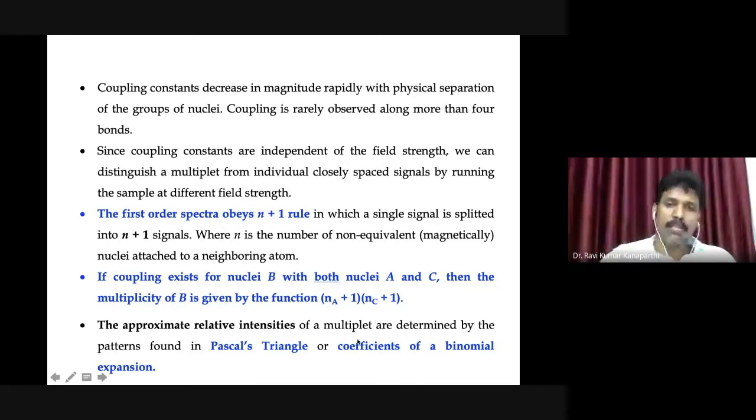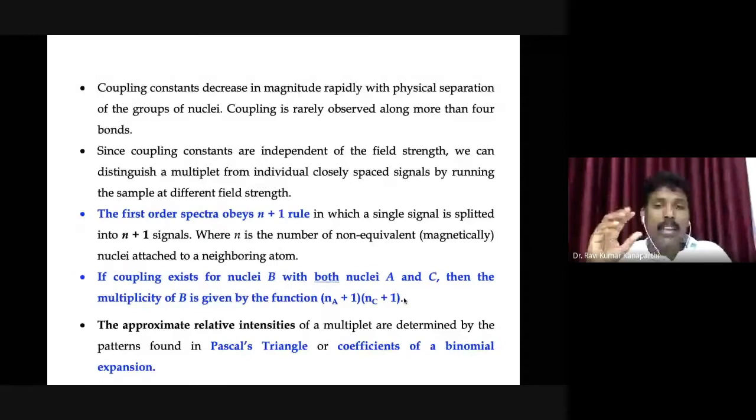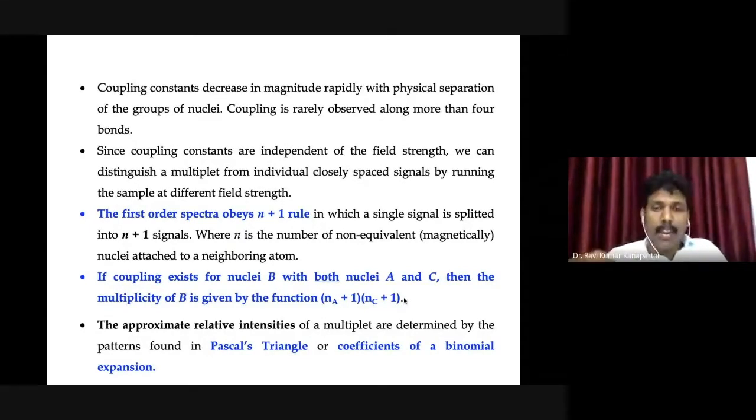In the case where you have a nucleus with Na number of nuclei on one side, and on the other side Nc number of a different type of nuclei, then the overall splitting will follow Na plus 1 multiplied by Nc plus 1. Another important aspect of first order spectra is that they follow the Pascal triangle. That is, for the intensity ratios we can look at the Pascal triangle, or else the coefficients of binomial expansion.